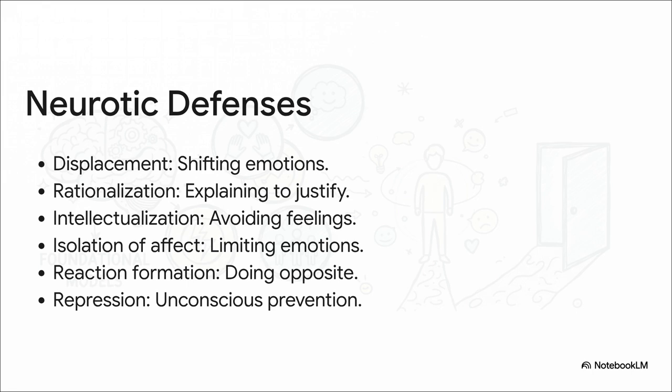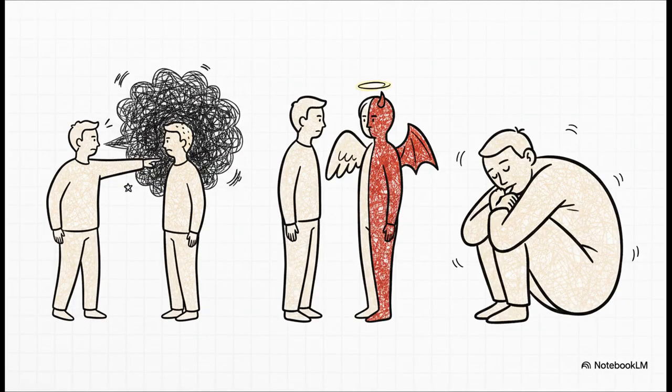We also see isolation of affect, reaction formation, which is doing the literal exact opposite of an unacceptable impulse, and repression, where a thought is unconsciously blocked from entering awareness entirely. Finally, we have immature defenses. These are heavily utilized by children, adolescents, or patients presenting with severe psychiatric conditions. Acting out is giving in to an inappropriate impulse just to avoid the anxiety of suppressing it. We also see regression to earlier developmental stages and projection of one's own objectionable thoughts onto others.